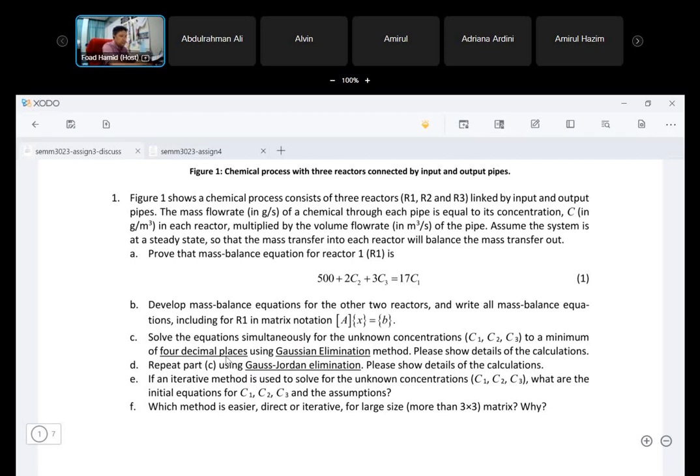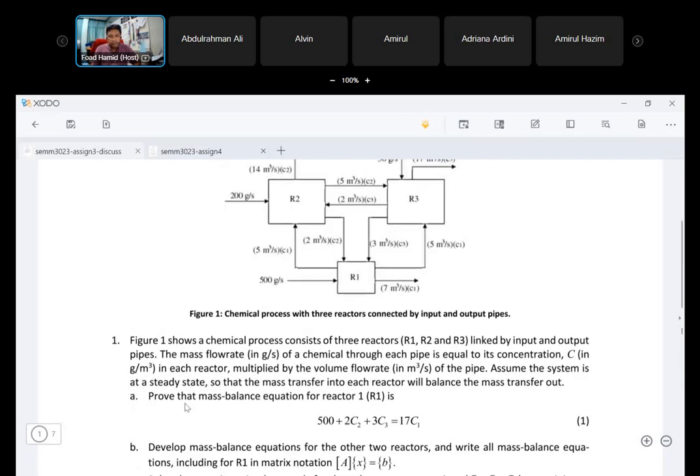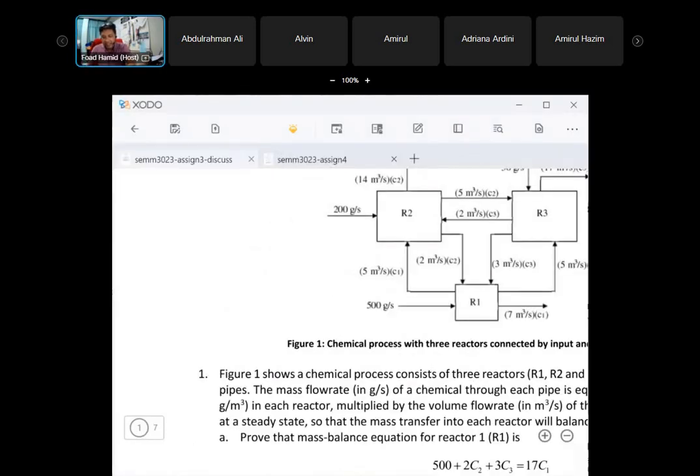Okay, so now let's discuss this assignment number 3. So the first question here says, prove the mass balance for reactor 1 is this. Okay, so what is the law that we are using here? Anyone? I think it's written there.